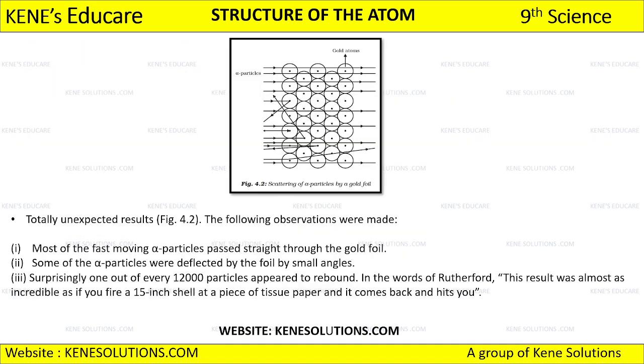Now whatever result he got was very unexpected, because the following observations were found: most of the fast moving alpha particles passed straight through the gold foil, and some of the alpha particles were deflected by the foil by a small angle. So this was not expected, right? Some of the results obtained were unexpected.